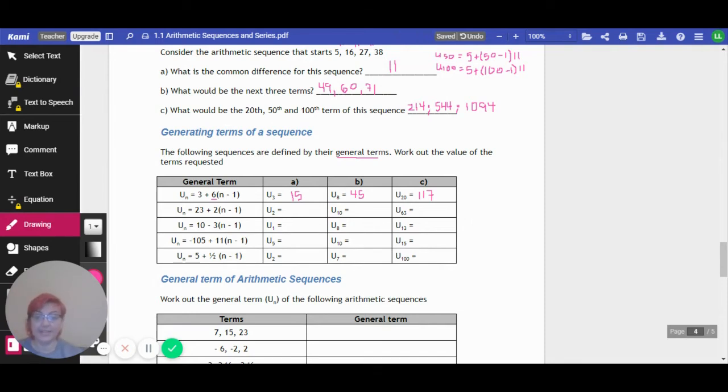Moving on, I want the second term. 23 plus 2 times 2 minus 1 is 25. So the second term of this sequence is 25. All right. The 10th term, 23 plus 2 times 10 minus 1 is 41. And to get the 63rd term, we'll do 23 plus 2 times 63 minus 1, which is 147.